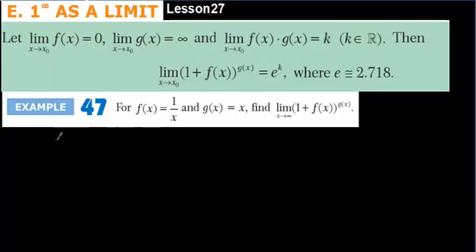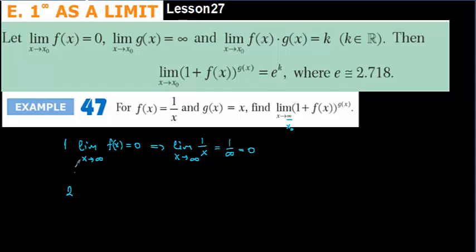Okay, now for solving the question, the first question is 47. For solving the question, we should check all these cases. The first case is limit x tends to x0, which is infinity here, f(x) must be equal to 0. Let's check that one. Limit x tends to infinity f(x) is 1 over x, which is 1 over infinity, and that's equal to 0. The first condition is satisfied.